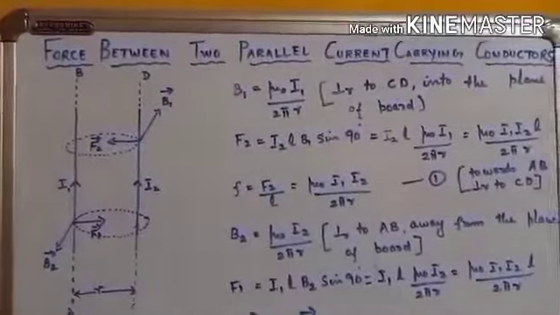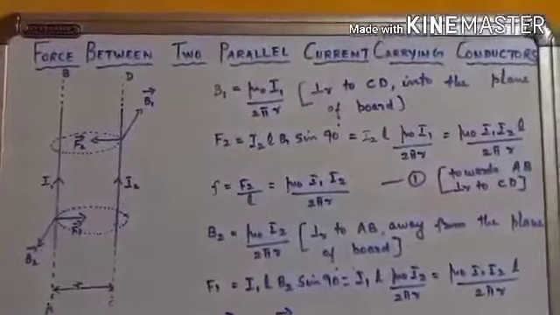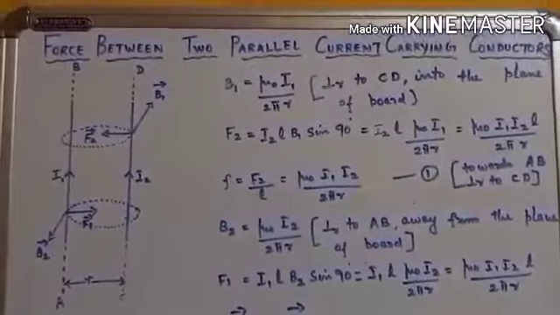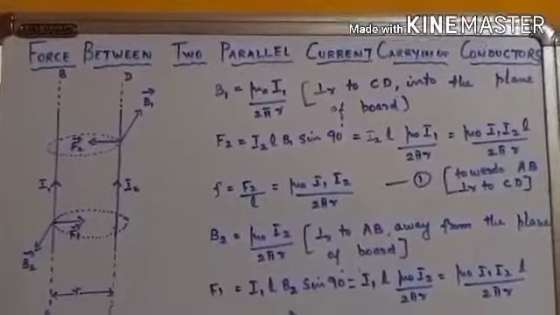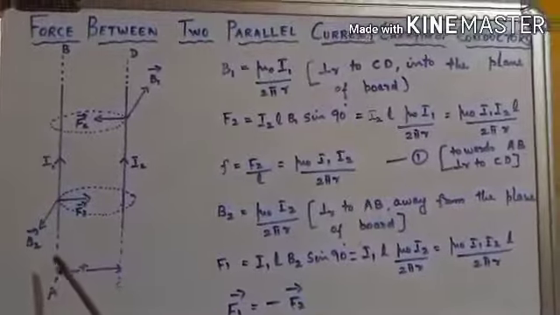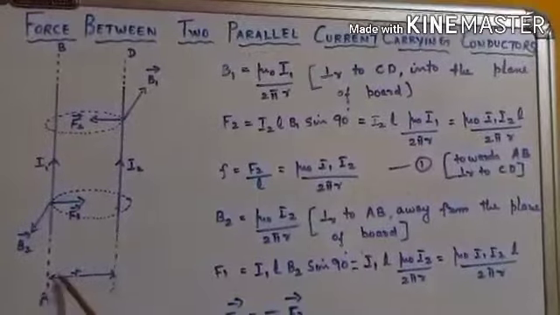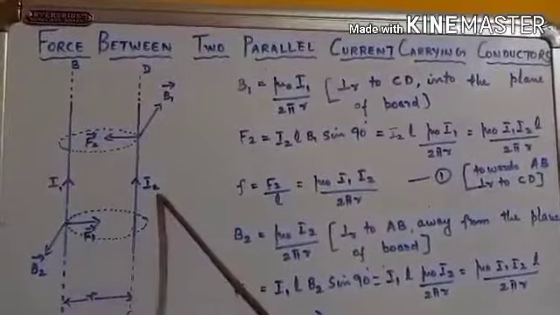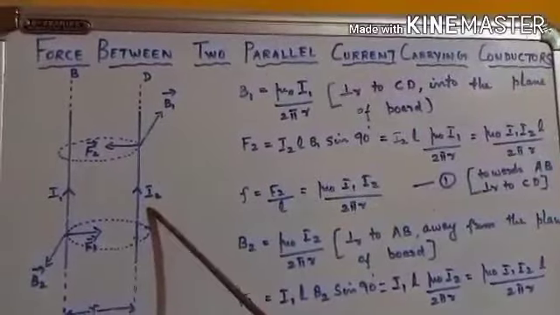Yes, children, in the previous topic, we discussed the force acting on a current carrying conductor kept in a magnetic field. Now, as an extension, we have to discuss the force between two parallel current carrying conductors. Consider two infinitely long conductors, AB and CD, separated by a distance r. I1 is the current flowing through the first conductor, I2 through the second conductor, and both currents I1 and I2 are flowing in the same direction.